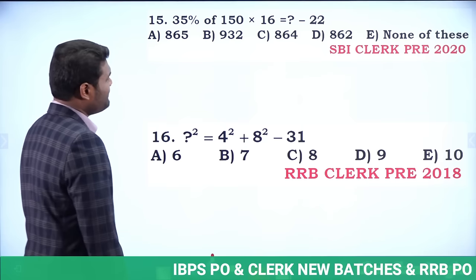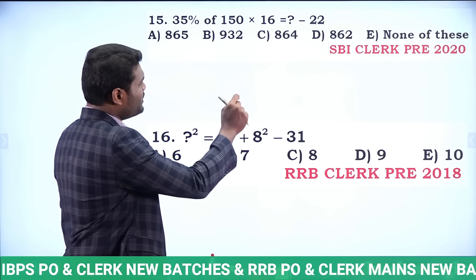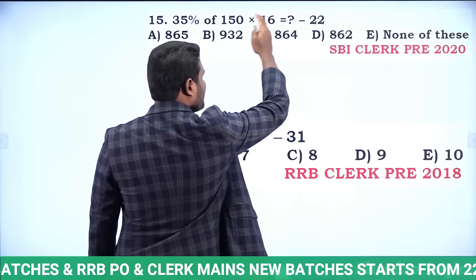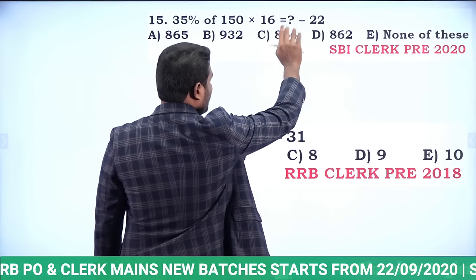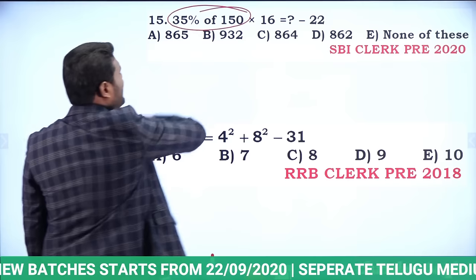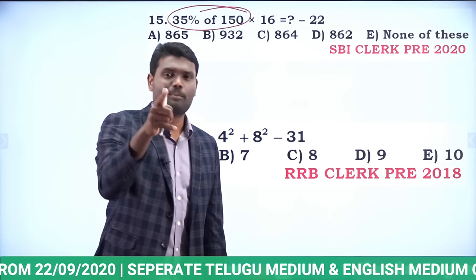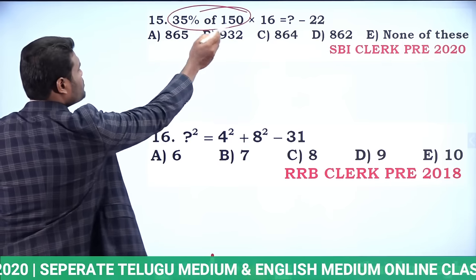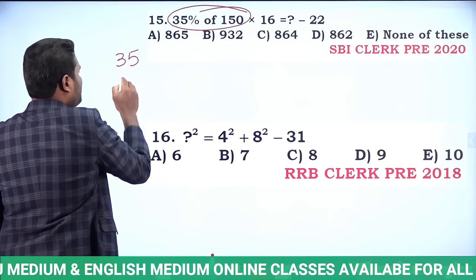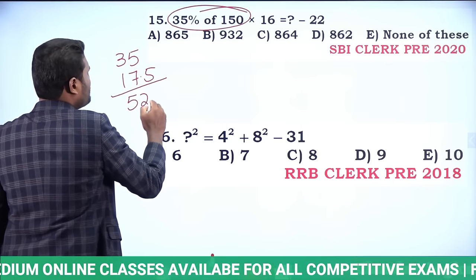35% of 150 into 16 is equal to question mark minus 22. We are supposed to find the value of question mark. Now this minus 22 comes to the other side, it will be plus 22. Now I need to find just question mark. Let's calculate. 35% of 150 or 150% of 35, both of them will be same. So what is 150% of 35? 150% is nothing but 100% plus 50%, right? Now this is nothing but 52.5.